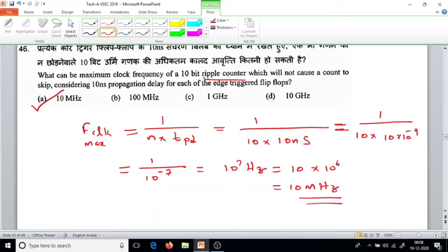This is because it is a ripple counter. If it is a synchronous counter, what happens? In a synchronous counter there is no delay. f_clock equals 1 divided by the propagation delay of a single flip-flop, which is 1 divided by 10 nanoseconds. Now you can solve it and find the value. That is for the synchronous counter.